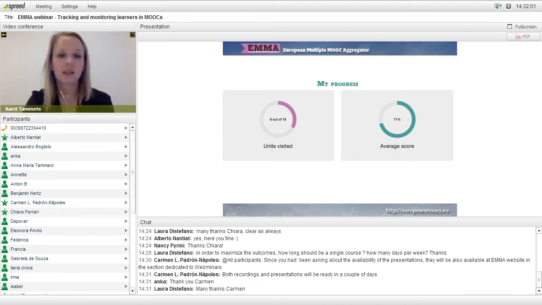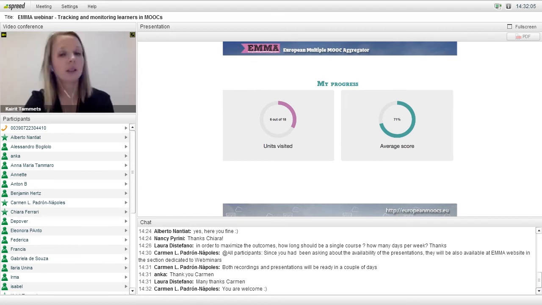Here you can see the learner. Here the learner can see how many units he has visited. If there are, say, 6 lessons and 18 units, then you can see how many of them you have accessed and what is the average score of the assignments that you have submitted.